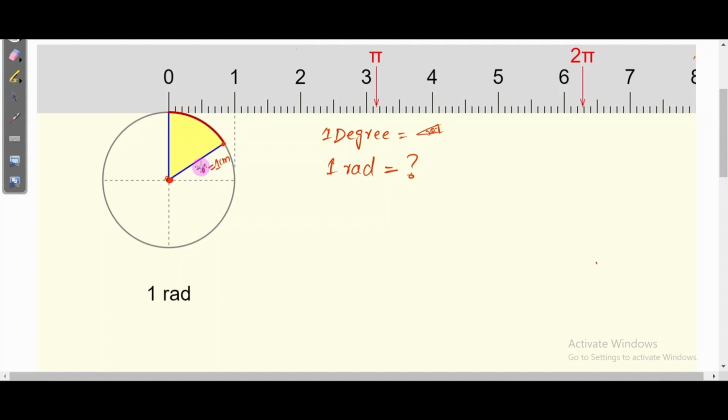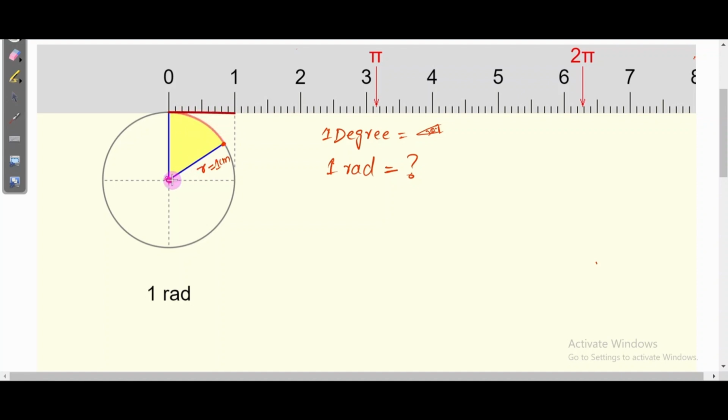So let's say we have a circle with a 1 centimeter radius, and we take an arc, meaning a part of the circle's surface, that is 1 centimeter. So here the radius is 1 centimeter, and if we take a 1 centimeter part of this circle, this part is 1 centimeter, and this part of the circle is also 1 centimeter.